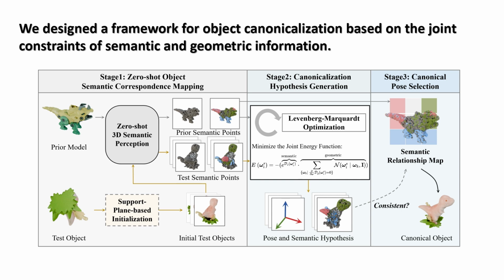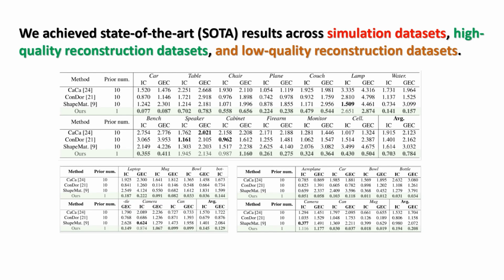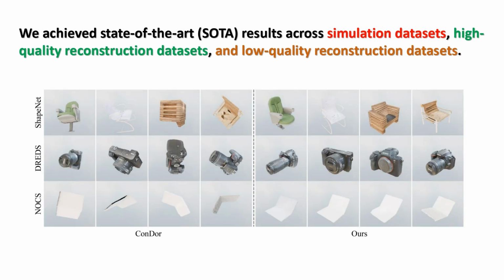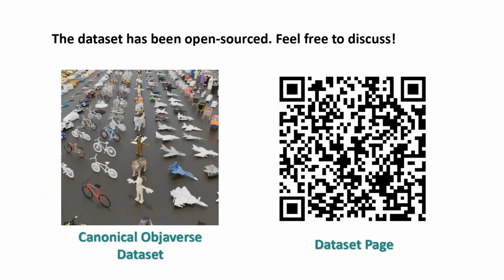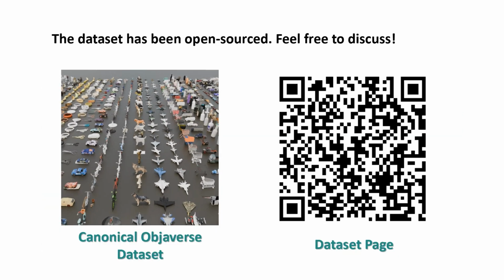based on semantic relationships. We've tested our method on diverse datasets, achieving impressive results across simulation, high-quality reconstruction, and low-quality reconstruction scenarios, even aligning objects from Objaverse LVs with varying shapes and colors. Finally, we're excited to showcase our large-scale dataset, which is open source.